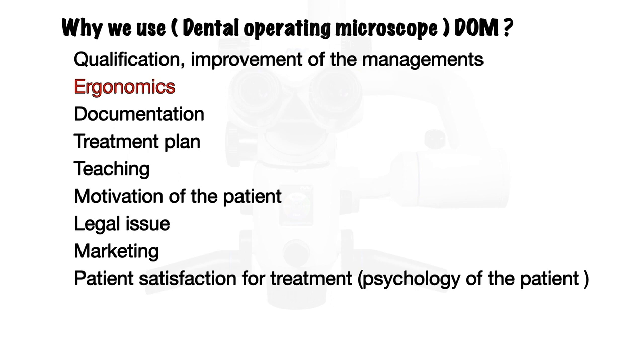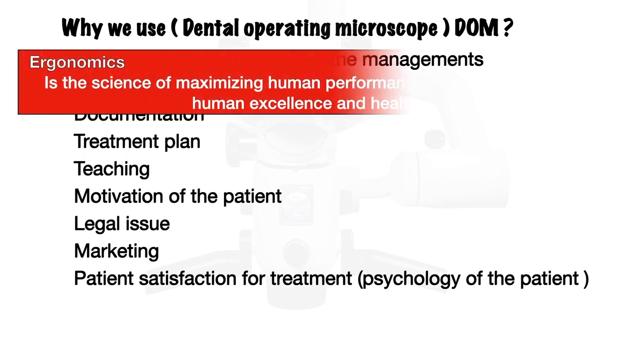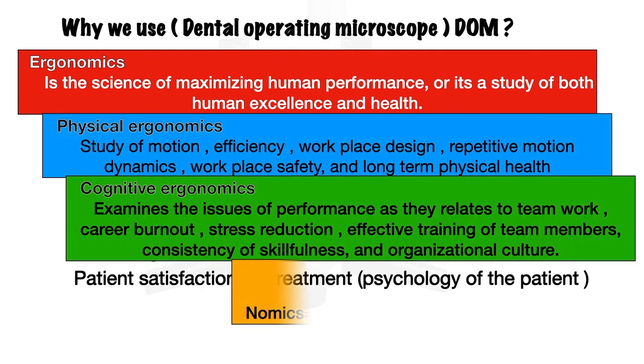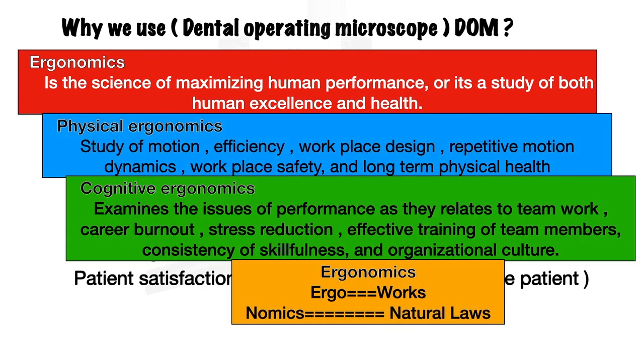During my life I realized how much it helped me treat my neck pain. They say that ergonomics is the science of maximizing human performance, or the study of both human excellence and health. Physical ergonomics is the study of motion, efficiency, workplace design, repetitive motion, dynamics, workplace safety, and long-term physical health. Cognitive ergonomics examines performance as it relates to teamwork, career burnout, stress reduction, effective training of team members, consistency of skillfulness, and organizational culture.